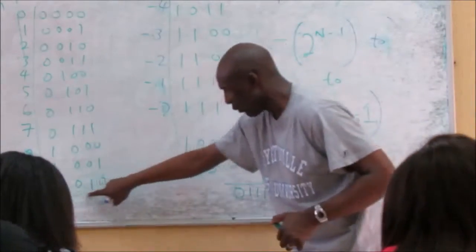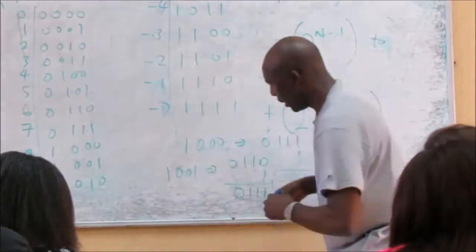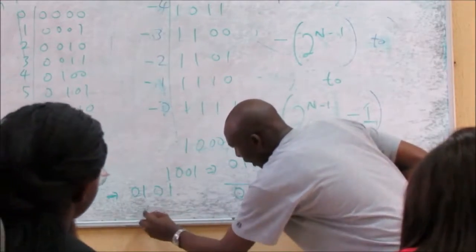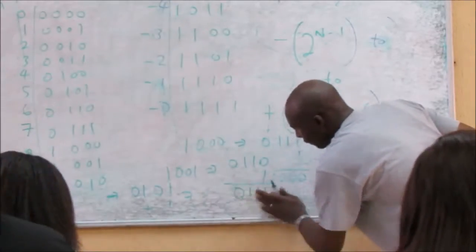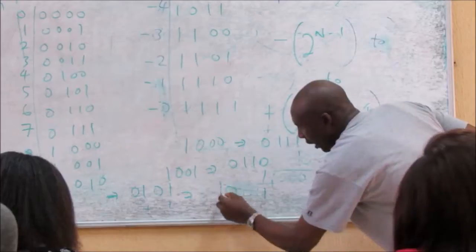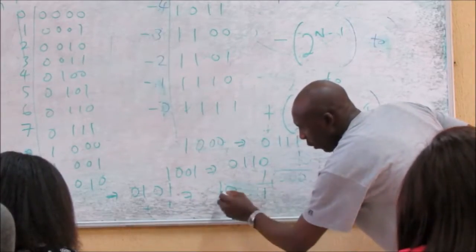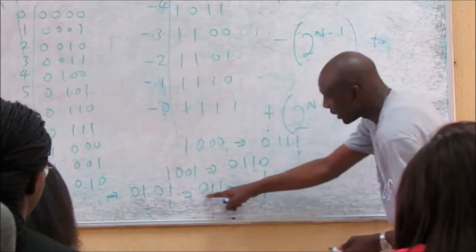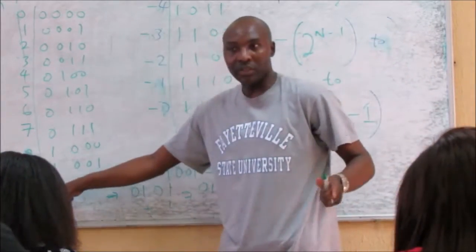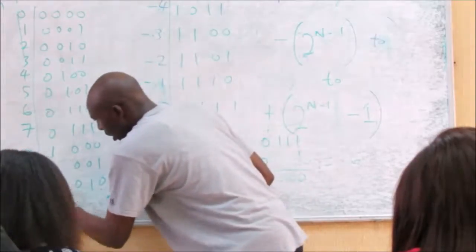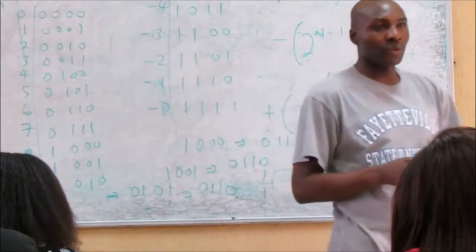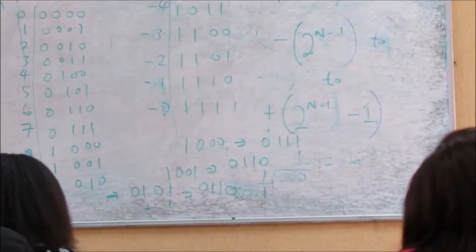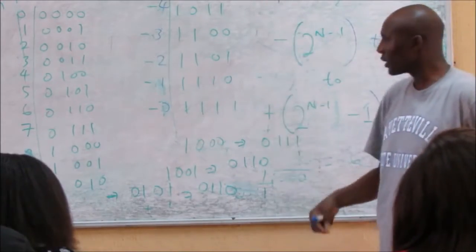Now, if you look at this, you have 0, 1, 0, 1 plus 1. What do you have there? You have 0, 1, 1, 0, giving us 6, which means this must be minus 6. Is that not so? And then minus 1, of course, because there is no minus 0 here.